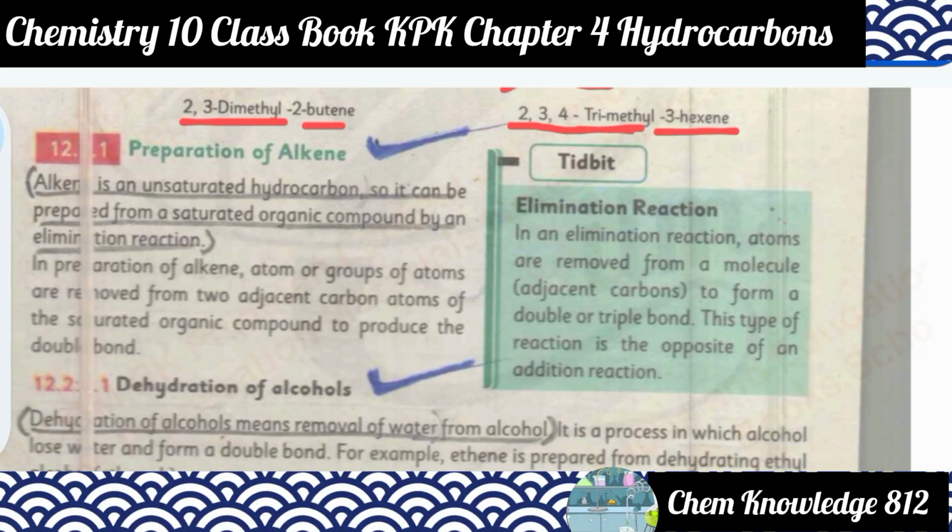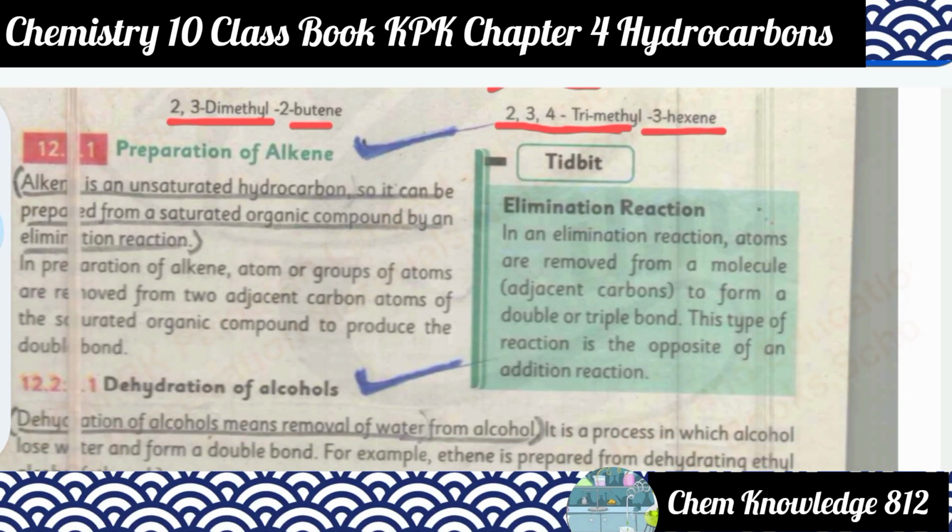Now let's come towards properties of alkenes. So you can say alkene is an unsaturated hydrocarbon, so it can be prepared from saturated organic compounds by elimination reactions.